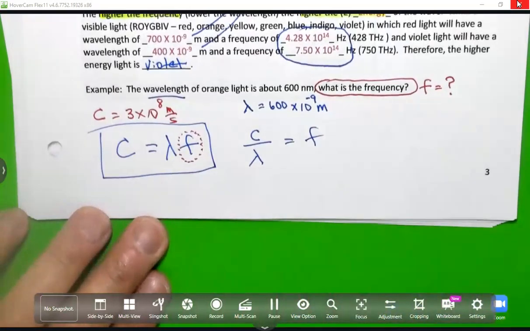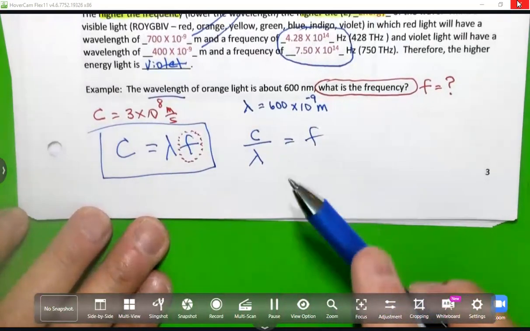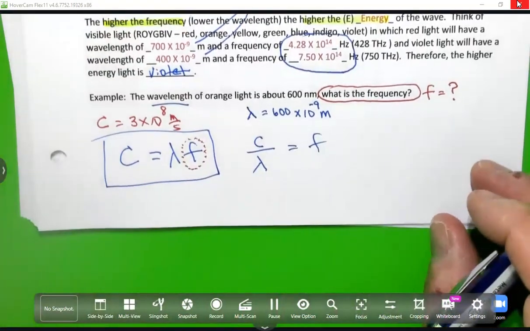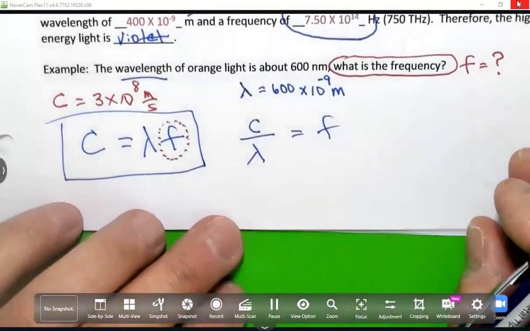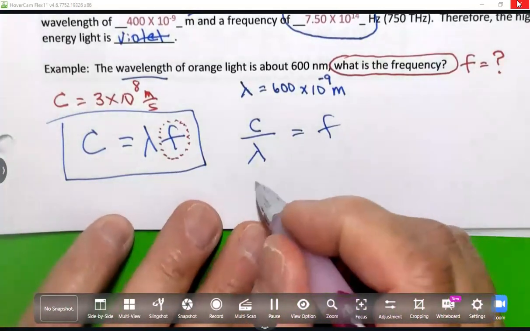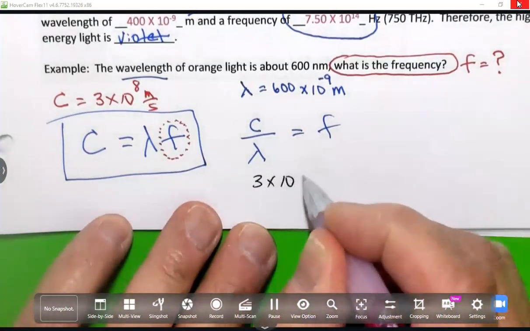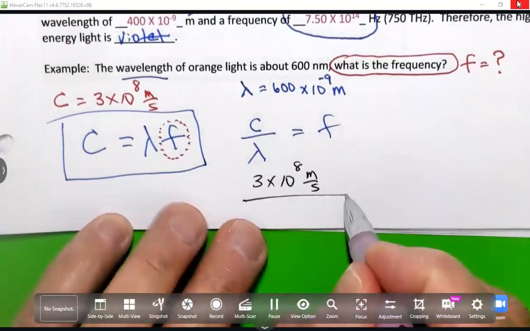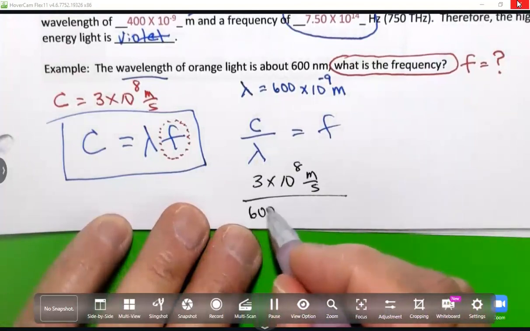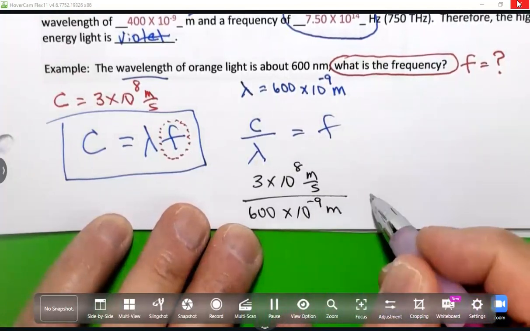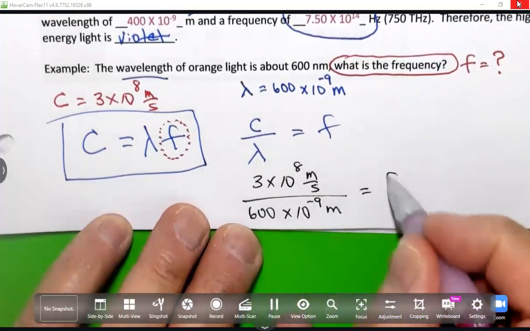Now, this is why you always want to put your units in, correct? Make sure you're putting your units in. I'm still looking at some tests. I look at the tests and I think, well, how are they getting this wrong? And they're not putting their units in. So we got 3 times 10 to the 8 meters per second divided by 600 times 10 to the minus 9 meters.